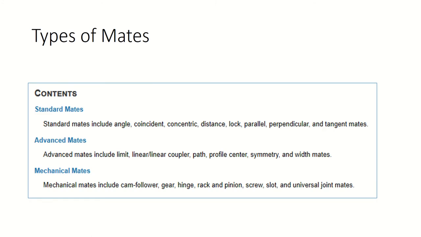Just as a reminder, there are 3 different types of mates. Standard mates, which is what we had been using last module. And then advanced mates include limit, linear, path, profile, center, symmetry, and width mates. So we did use width mates. And then mechanical mates include all of these options, and we're going to look at the rack and pinion in this lecture.